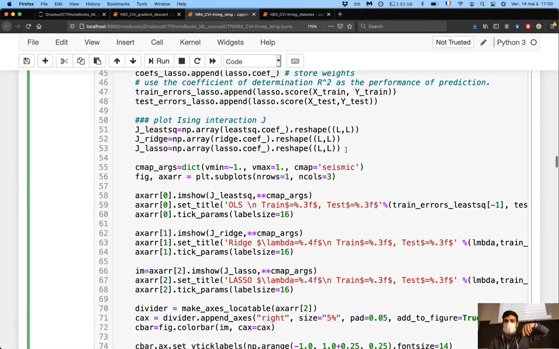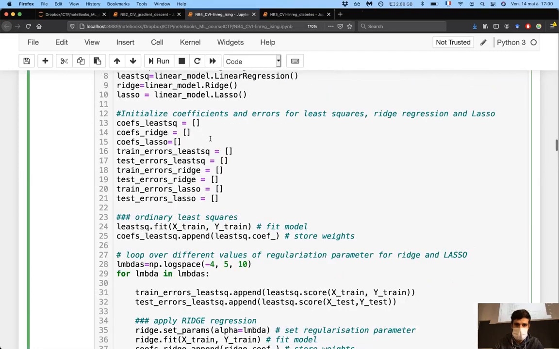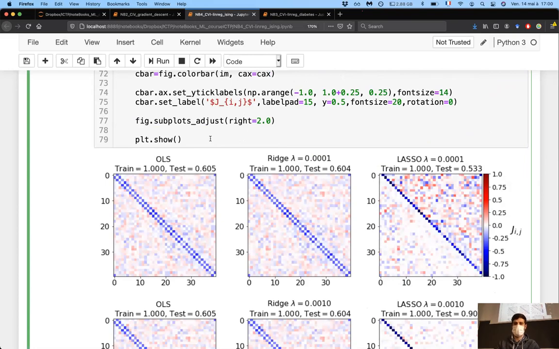I'm just here reshaping the vector that I reconstructed by lasso, ridge, or least square again in a matrix form, and I'm plotting the matrix to see what we got. Okay, so let's do this experiment. I run it. And what do we observe? We observe this.